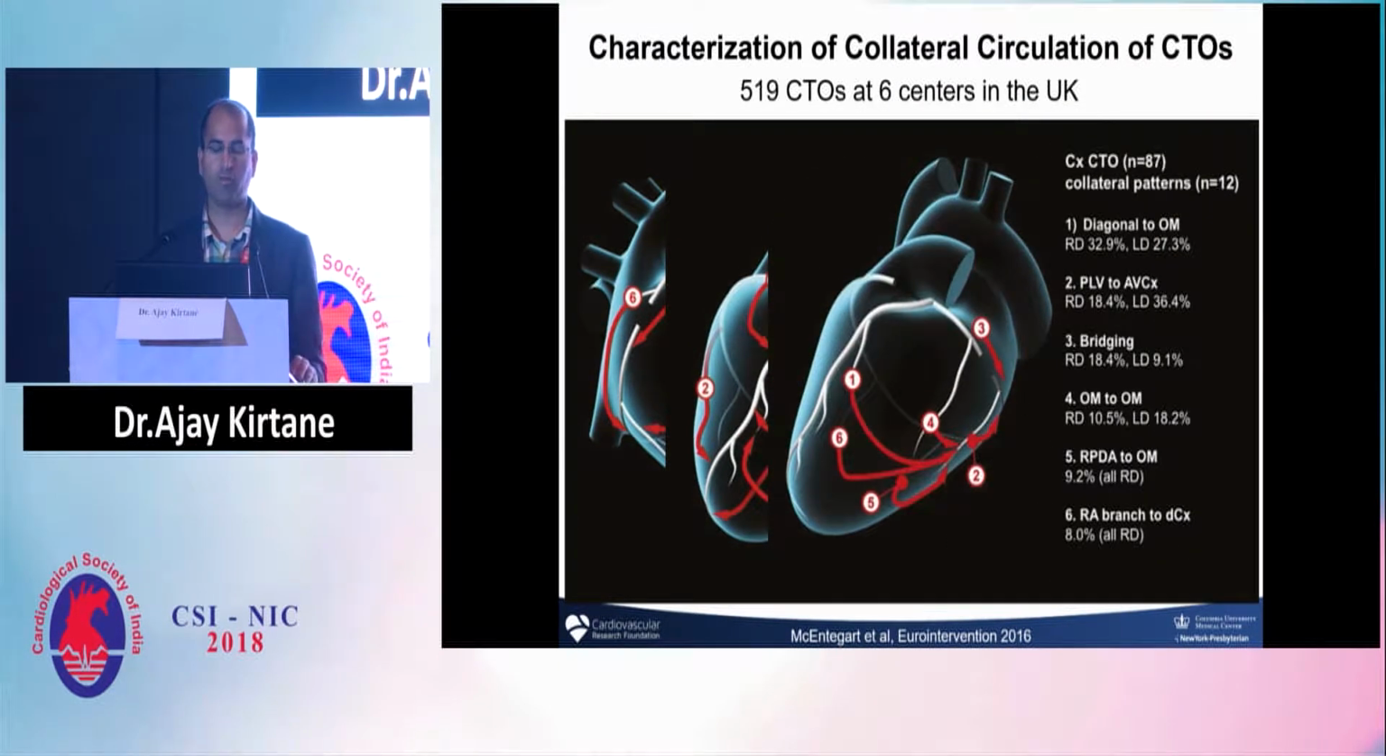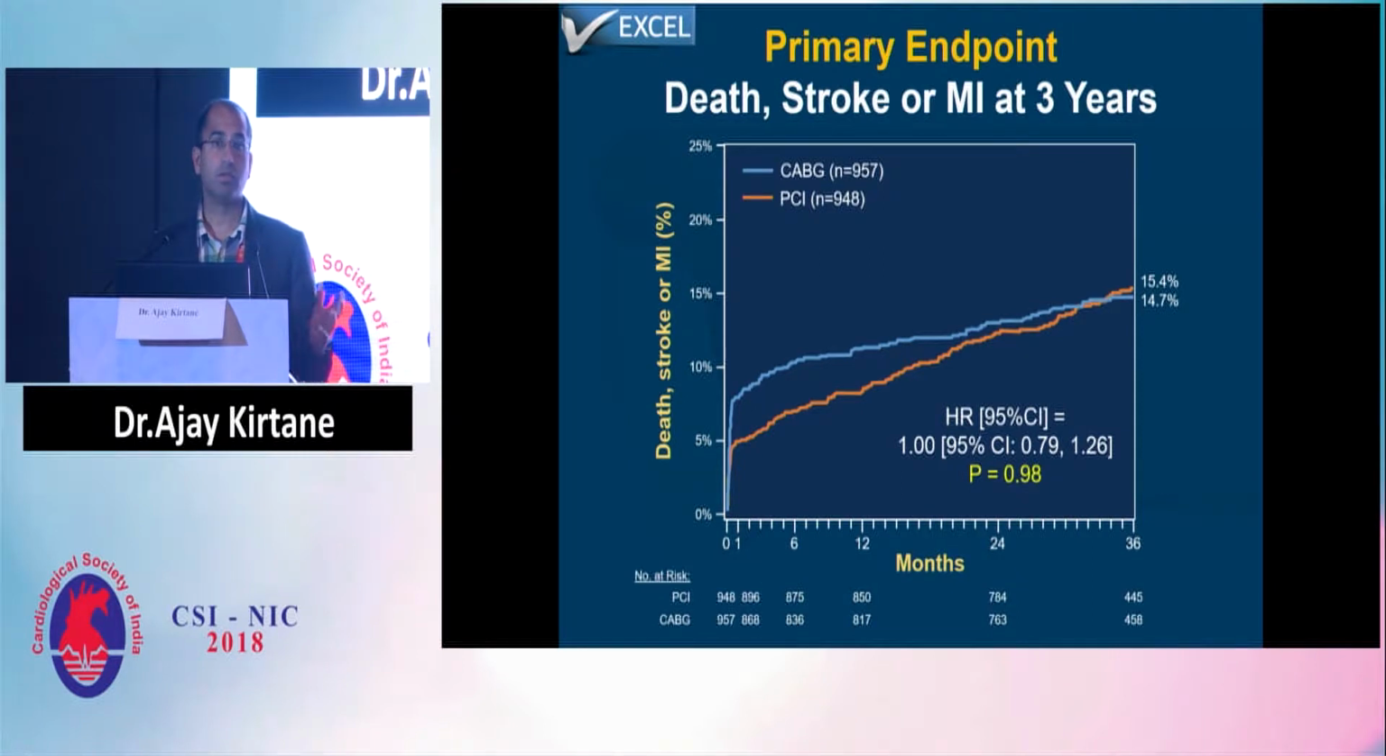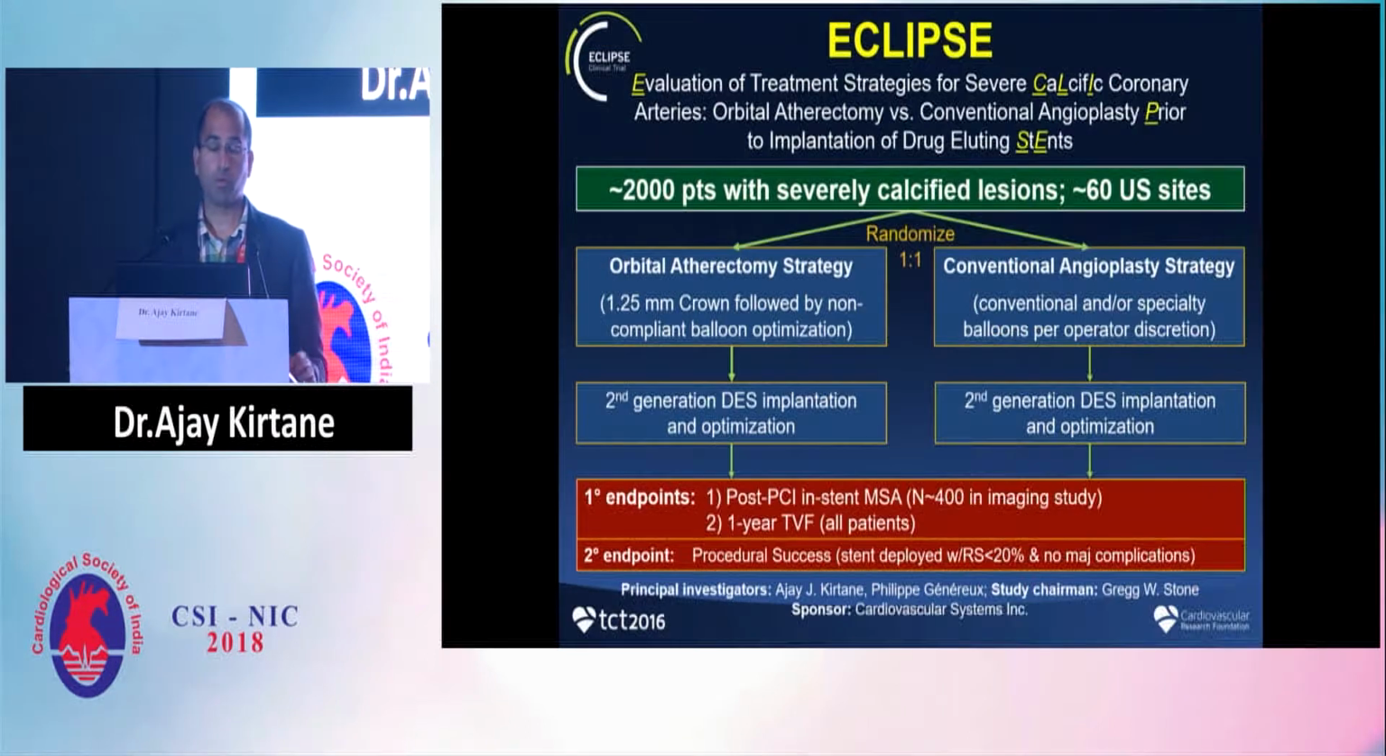This is a study from our former fellow looking at collateral channels and CTOs, what's safe, what's not safe, what are the most common things. Similarly, trials like the EXCEL trial, Ultimate CHIP trial, surgery versus PCI for left main disease. Left main disease is a CHIP type of patient subset. We're running the ECLIPSE trial. This is a trial of atherectomy versus conventional angioplasty for patients with severe calcified coronary arteries.